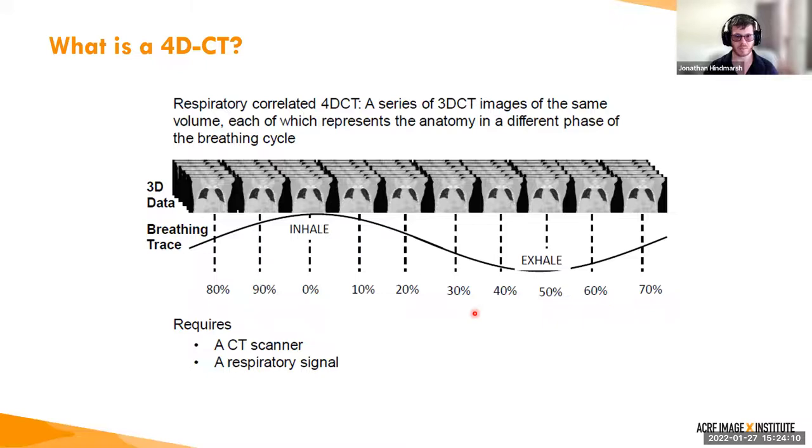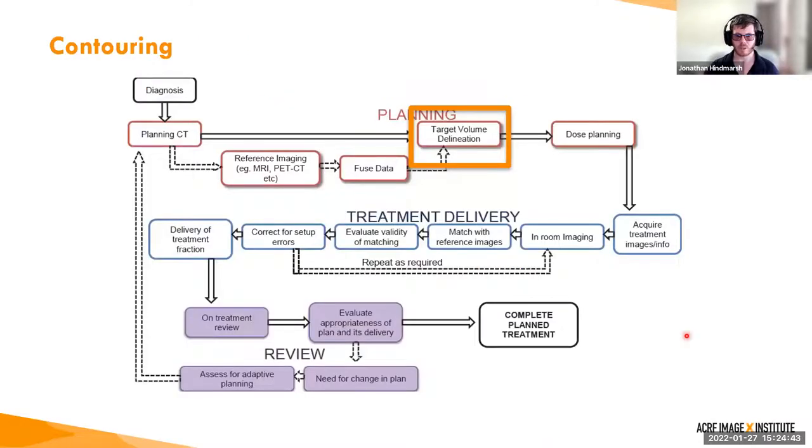As I said, it's a time series CT, and it shows the motion during breathing. So we take a longer CT and we split it into 10 phases. Typically it's 10 phases across the breathing cycle, and we bin the images. So we end up with 10 CT scans and they show us how the tumor moves during breathing. Once we have the simulation images, the planning CT, we then move on to contouring.